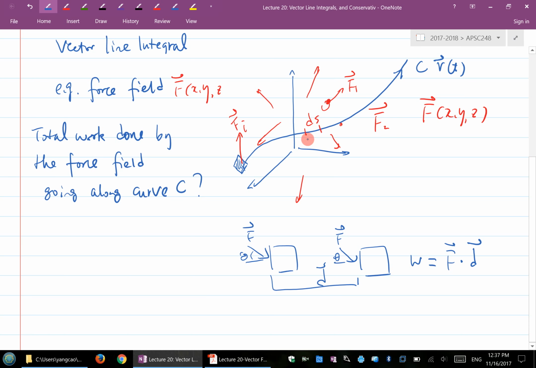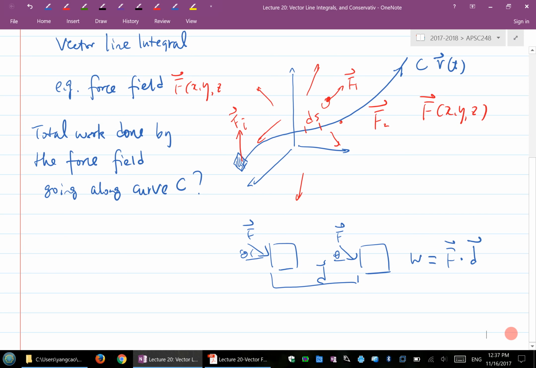But what we have here is actually not a constant vector field. At different locations on the curve C, the force field will point in a different direction, maybe with a different magnitude, right? So I'm going to take a very small segment of displacement along the curve C. Why small? Because if it's very small, then I can approximately say that within this small segment ds, the force vector field is not changing. It's still the same field, so we can make that approximation here.